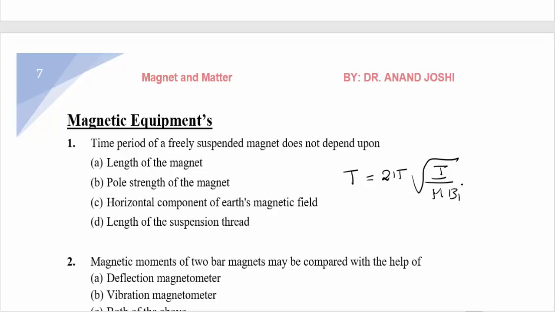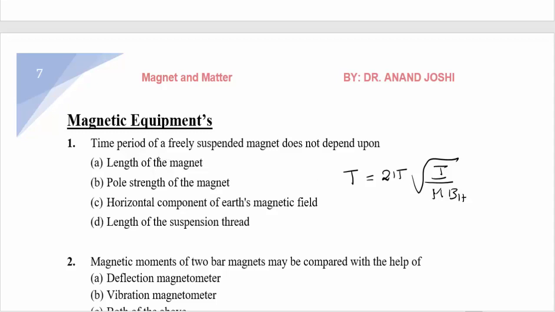Okay, so here T depends on I. What is I? Moment of inertia, which is discussed in first year. I is moment of inertia, M is magnetic moment, and BH is the horizontal component of Earth's magnetic field. Here T depends on I, M and BH.